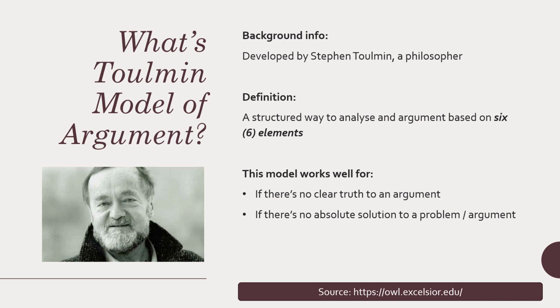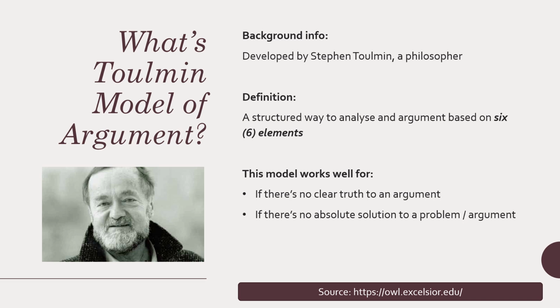Yeah. So this model actually works well if there's no clear truth to an argument. So if, let's say, there's a dead end of an argument and no one is winning or losing, therefore you can actually use this model in order to analyze the argument so that you can come to a conclusion of that argument. Or if, let's say, there's no absolute solution to a problem, all right, so everyone wants their own ways, you use this Toulmin model of argument.